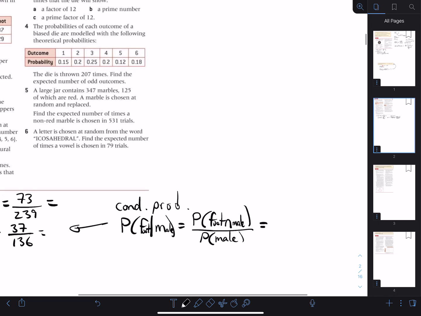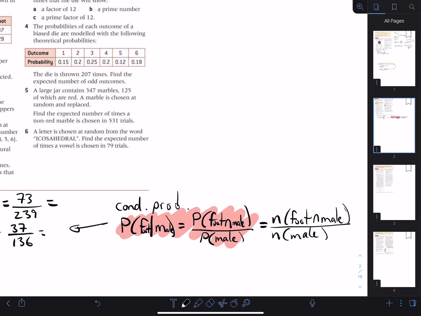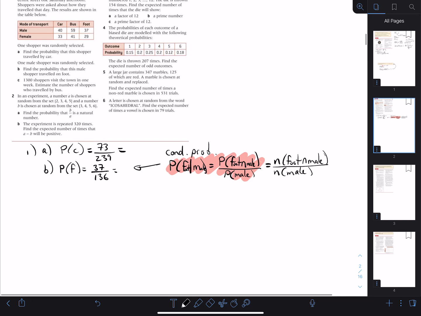So you could do it like that. But it's the same thing as if you just do the count of foot and male. That's not in your formula booklet, this part. Divided by the number of people that are male, like that. But this piece here, that's in your formula booklet. So neat. Again, I think it's intuitive.